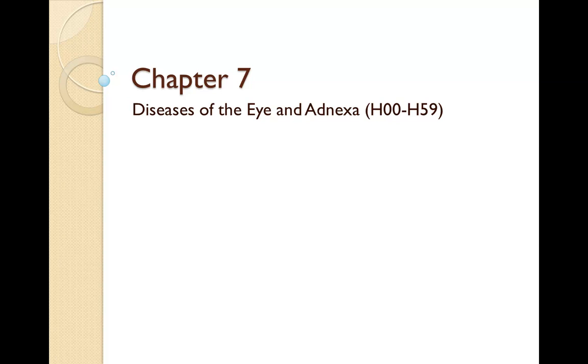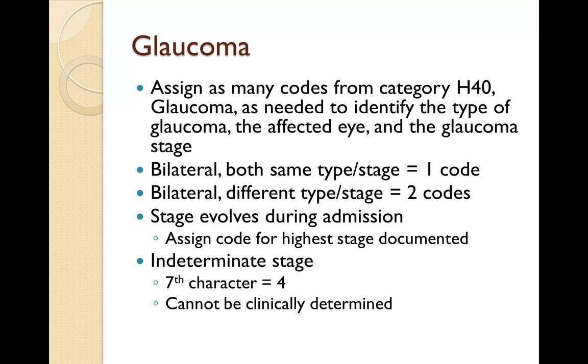So we're looking at the eye and adnexa, H00 to H59. These are brand new guidelines. When I taught this back in October, we didn't actually have any guidelines for Chapter 7. So they now have some guidelines for glaucoma. This is category H40. And the guidelines just specify that you can use as many codes as you need to identify any types of glaucoma, the affected eye or eyes, and the stage.